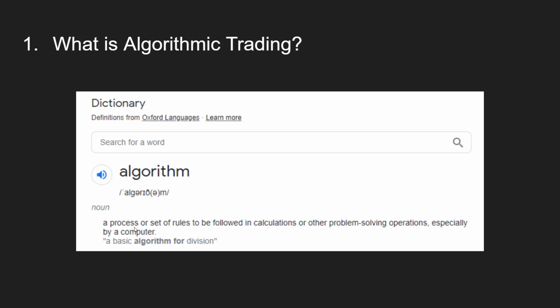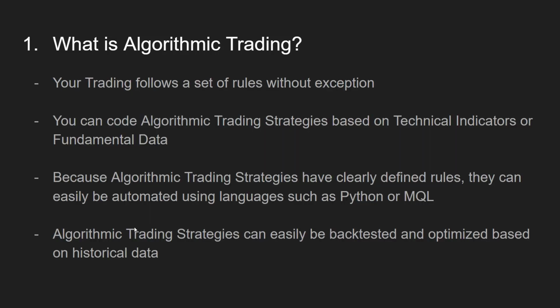So, first, what is algorithmic trading? According to Google, it is a process or set of rules to be followed in calculations or other processing operations, especially by computer. So, what it basically means is that we are trying to create a trading system that has explicitly defined rules and there are no exceptions. And the advantage of that is, first of all, we have a set of rules without exceptions. So there are no surprises when we use an algorithmic trading bot.